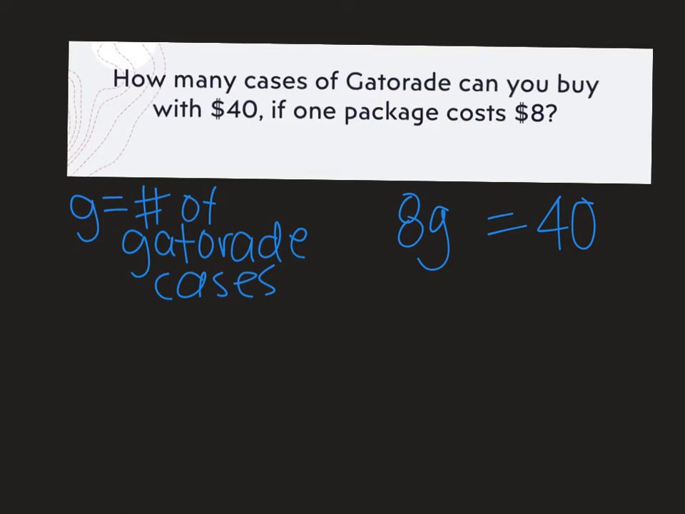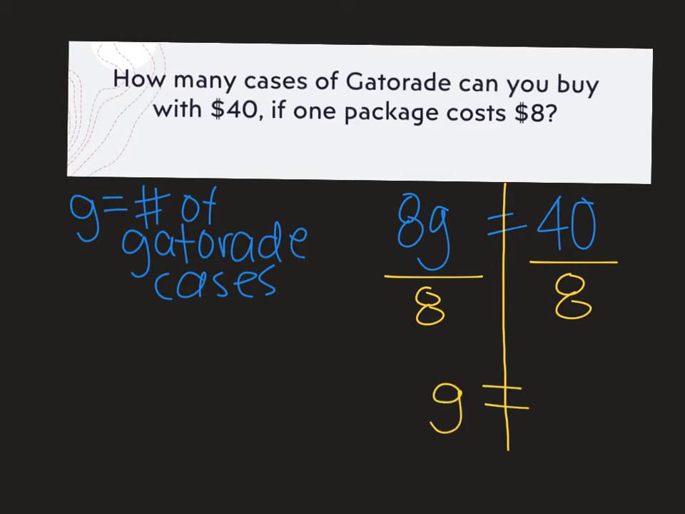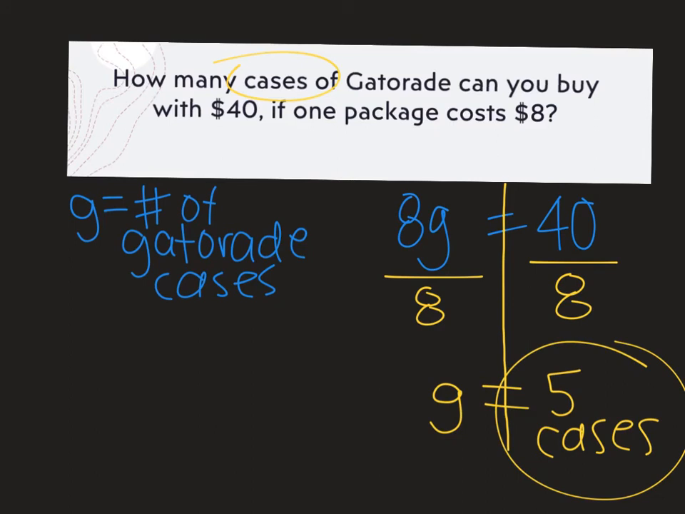From here, I need to solve for G, so I'm going to draw my line straight down the middle. 8 times G, so I'm looking at multiplication, so my inverse operation would be to divide. So I'm going to divide by 8 on both sides. When I do that, 8G divided by 8, I'm just left with 1G, or just G. And then 40 divided by 8 is just the number 5. So 5 what? What does that stand for? Go back to the question. It says how many cases. So 5 cases is how much he can buy with $40.